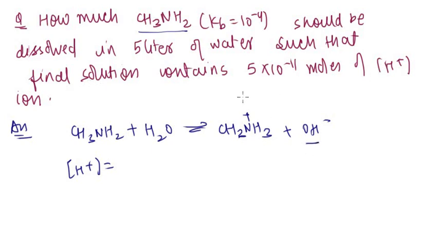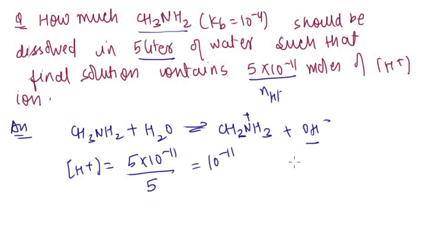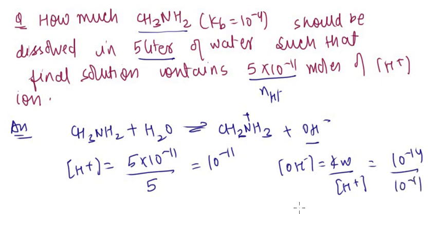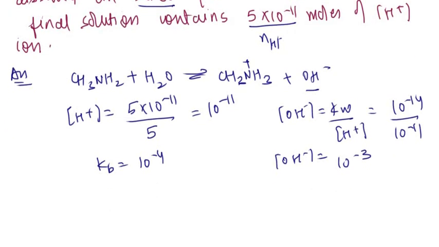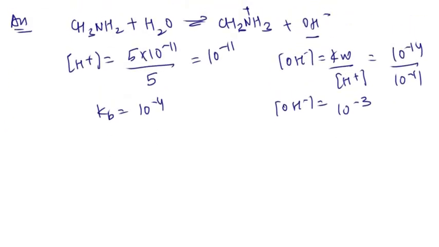Now how do we calculate the concentration of H positive? The moles of H positive are given, and the volume of the solution is given. So concentration is moles per unit volume, 5 into 10 to the power minus 11 moles in 5 liters of water. So the H plus concentration comes out to be 10 to the power minus 11. And similarly OH negative is Kw over H plus. So Kw we know is 10 to the power minus 14 divided by H plus, 10 to the power minus 11. So the OH negative concentration comes out to be 10 to the power minus 3. And Kb is given as 10 to the power negative 4.